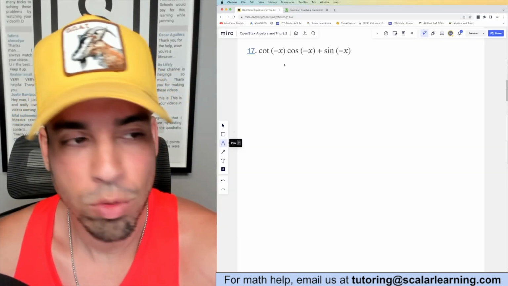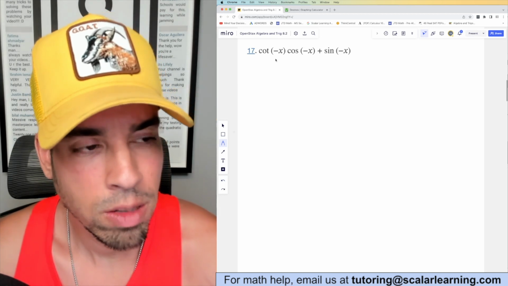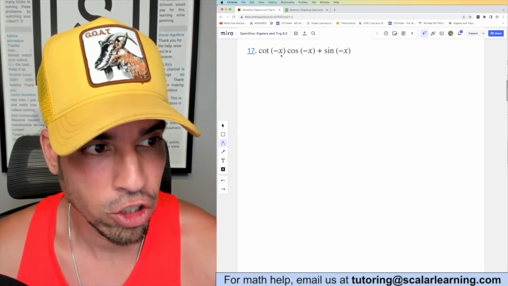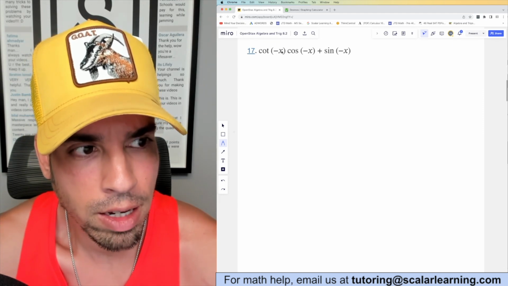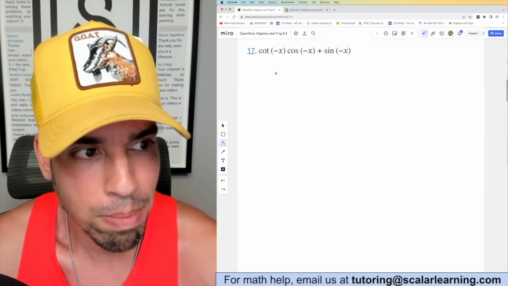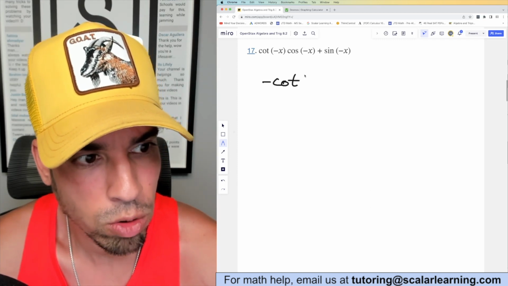So for this one, they want us to rewrite everything so that the argument, aka x, is positive. Since the symmetry property of tangent and cotangent is that it's just odd, right? Which means cotangent of a negative is the same as negative cotangent of that positive. The negative is going to come out front. So it's the same as negative cotangent of x.